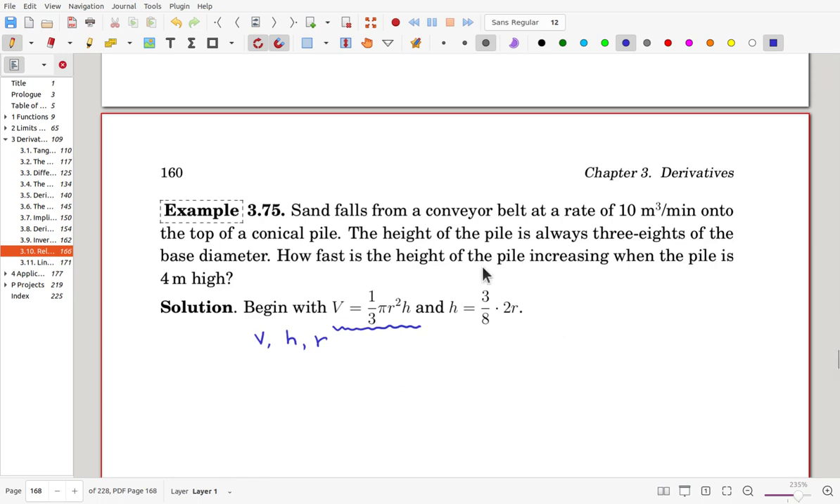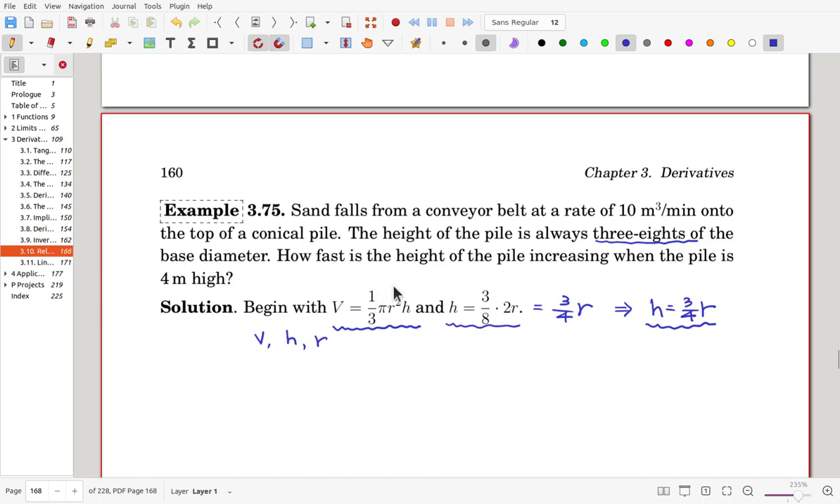Here the condition is that the height of the pile is always 3/8 of the base diameter, which means that height is 3/8 of diameter 2r. So that is the same as 3/4 r. Then now, we rewrite this one in this way: h is 3/4 r.